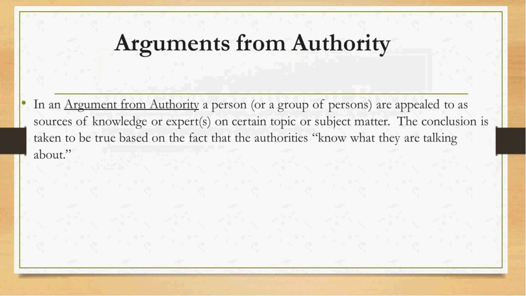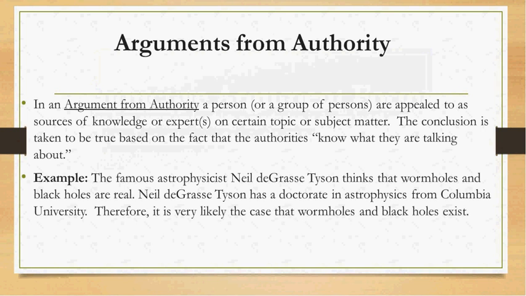In other words, the conclusion is drawn based on this idea that the authorities have a specific expertise or knowledge about the subject matter. Here's an example. The famous astrophysicist Neil deGrasse Tyson thinks that wormholes and black holes are real. Neil deGrasse Tyson has a doctorate in astrophysics from Columbia University. Therefore, it is very likely the case that wormholes and black holes exist. So notice that the conclusion here has been drawn based on the knowledge or the expertise that Neil deGrasse Tyson has.